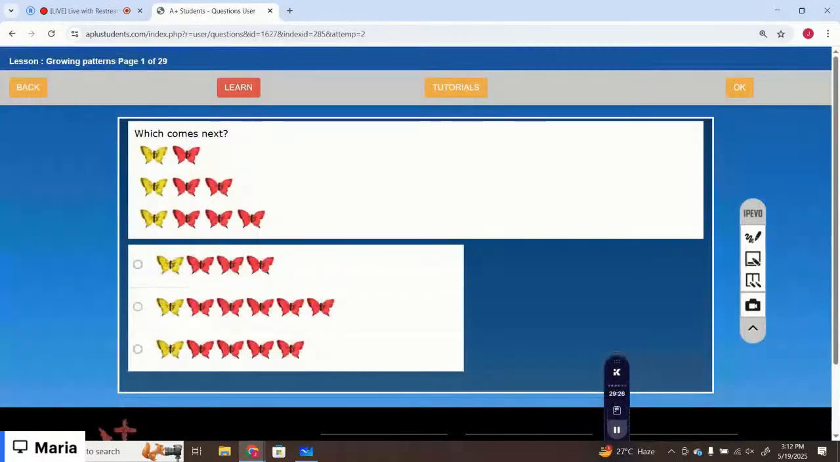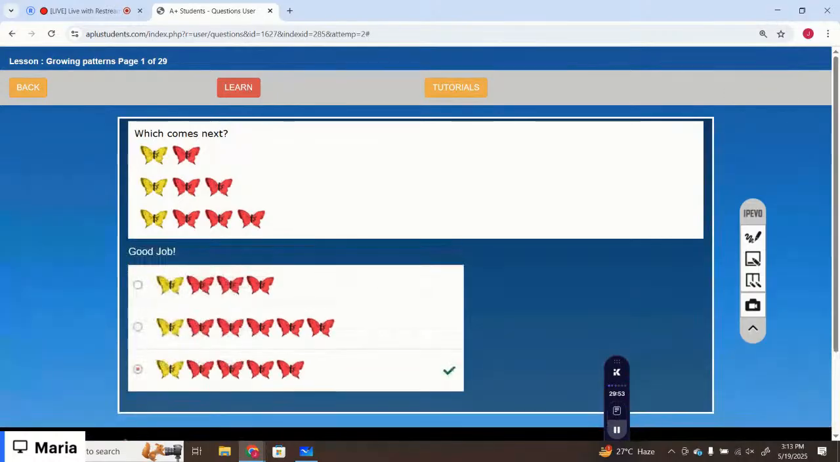Which comes next? One yellow butterfly, one pink, right? Then you have the same one yellow and the pink ones are increasing in the next one: one, two, three. The next one is four. Option number three is the correct option. We have one yellow butterfly and four pink. Option number two is the correct option.